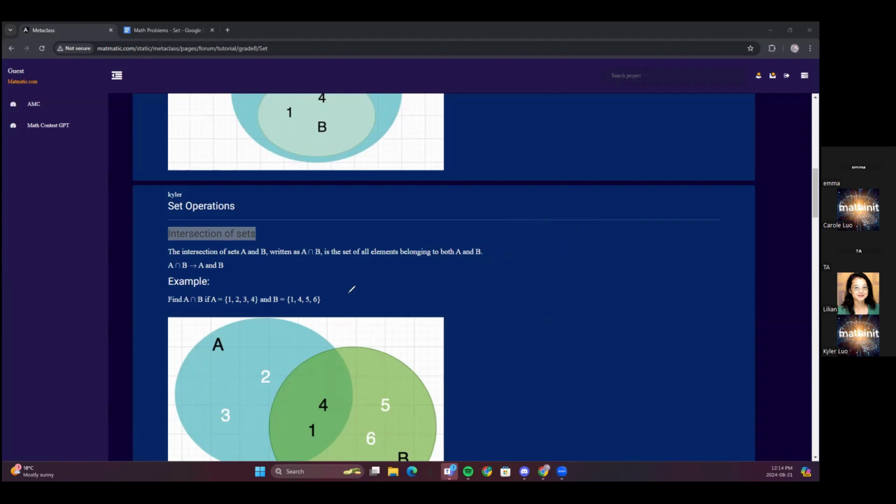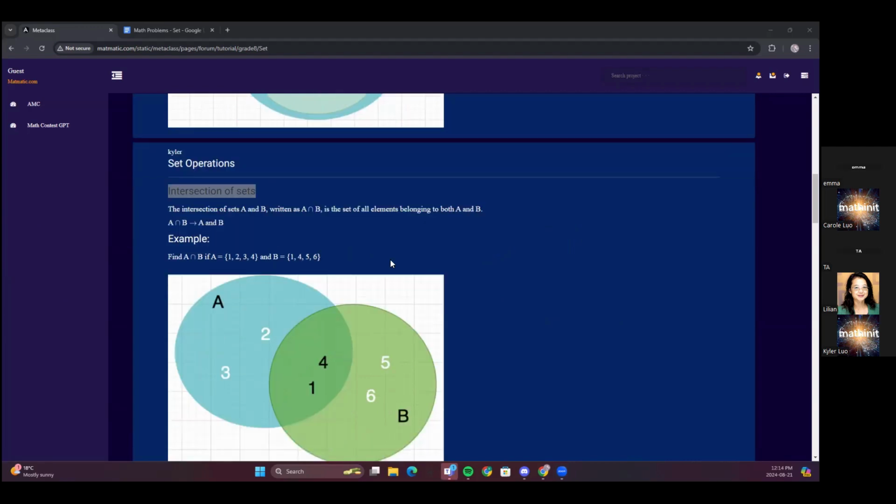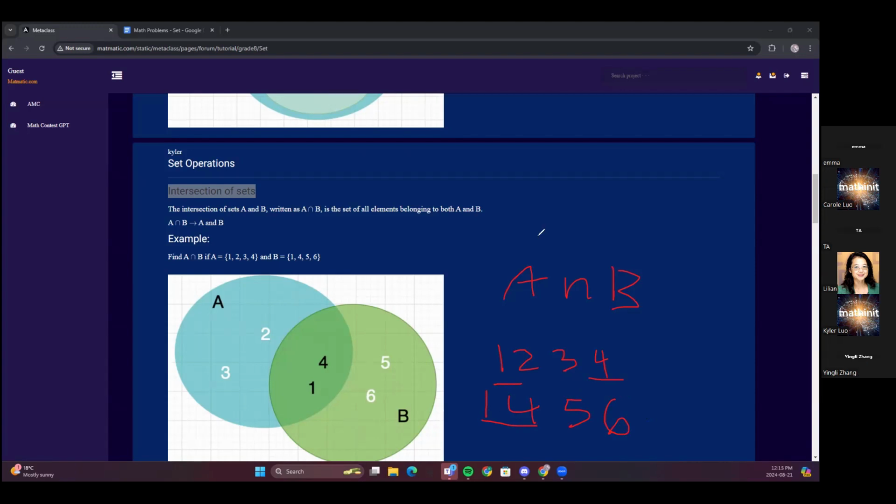So moving on, sets can also overlap, which is the intersection of sets, and it's written as A and B. And in the example below, set A contains 1, 2, 3, 4, and set B contains 1, 4, 5, 6. And 1 and 4 are the overlap since they both include it. So 1 and 4 is the intersection.